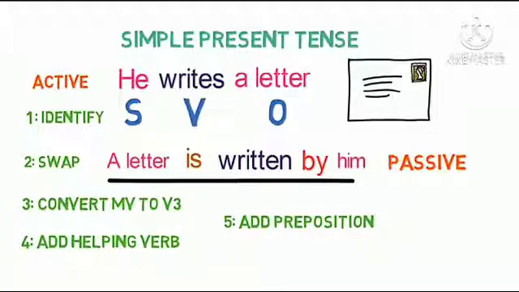Now, let us study the changes from active to passive according to the tense. Firstly, we will go for simple present tense. It is written, he writes a letter. He is the subject, letter is the object. Now, again those 5 steps we are going to follow. We will change the position of subject and object, change the verb writes into its third form. We will add the preposition by before the subject. So, the sentence will be, a letter is written by him.